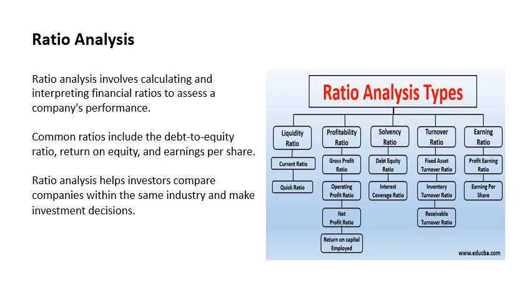But among all these, the common ratios include the debt to equity ratio, return on equity, and earning per share. Ratio analysis helps investors compare companies within the same industry and make investment decisions. So by this ratio analysis, they can compare different companies that are working in the same industry. By this, they can make decisions, and through this, they can invest some amount of money in that company.